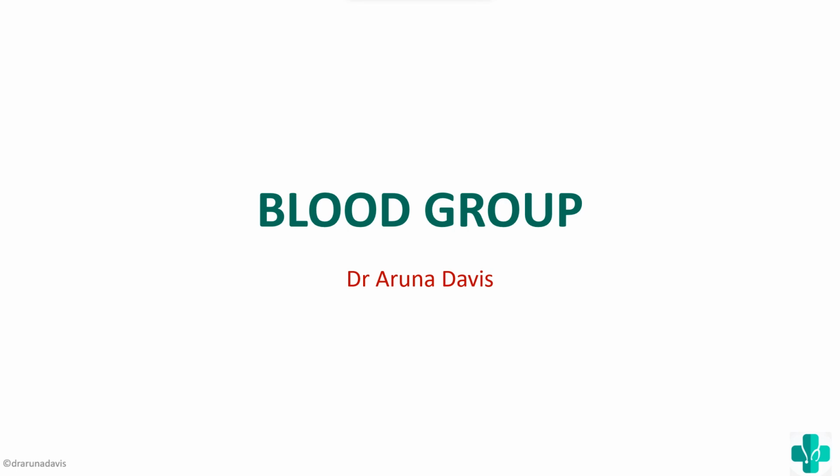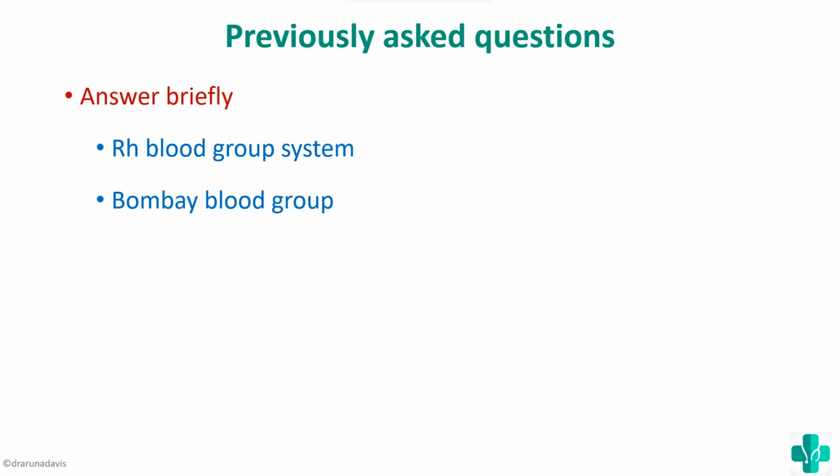Hi, in this video we're going to see some basic questions that can come from the topic blood groups. Usually what the university asks us is to write briefly about the RH blood group system as well as the Bombay blood group. But in this video I'll also be covering the ABO system because it's very important from both the viva as well as a practical point of view.